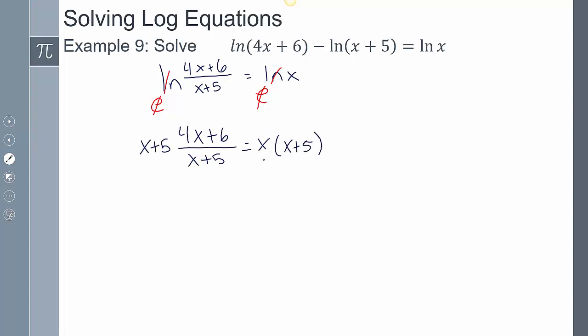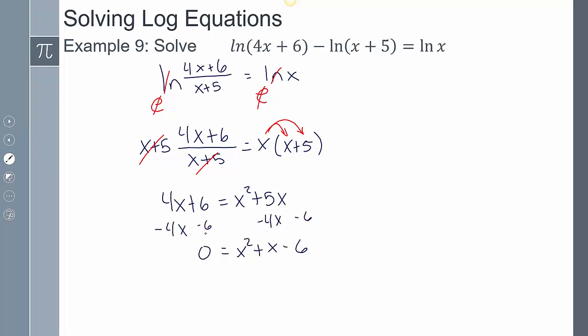Once again, multiply both sides by x plus 5 so that it cancels out here. I can distribute that there. And so I get 4x plus 6 equals x squared plus 5x. Now I can bring everything to one side. So I can subtract the 4x, I can subtract the 6, and so I get 0 equals x squared plus x minus 6. Now I'll factor it. So that's going to turn into x plus 3 and x minus 2, and so I get negative 3 and positive 2.